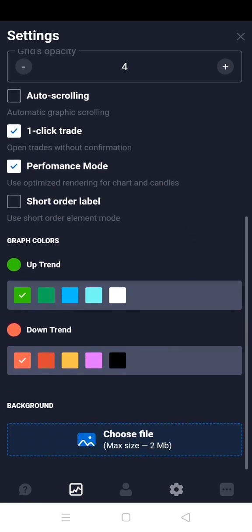Graph color. Your uptrend, anything going up, should be green. Anything coming down should be red. Okay, let's make it tick red. You can also choose a file for your background. Change your background here by choosing a file, so whatever you choose is what will appear as a background. So that is it about the settings area.